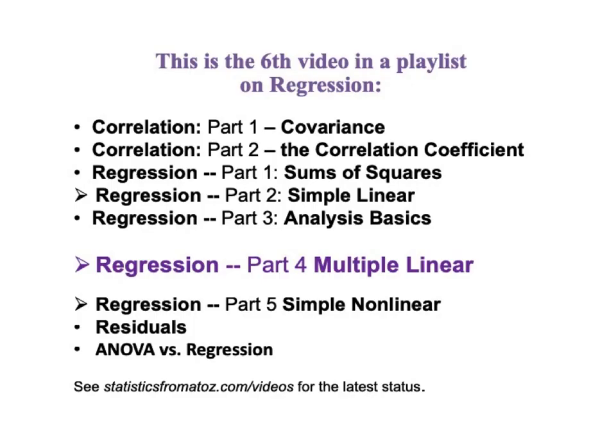This video is the sixth in a playlist on regression. 3 of these videos are identified with the arrowhead type of bullet. Simple linear regression, multiple linear regression, which is the subject of this video, and simple nonlinear regression. Those are the 3 types of regression analysis covered in the book and these videos. A 4th type, multiple nonlinear, is beyond the scope of this book and these videos.